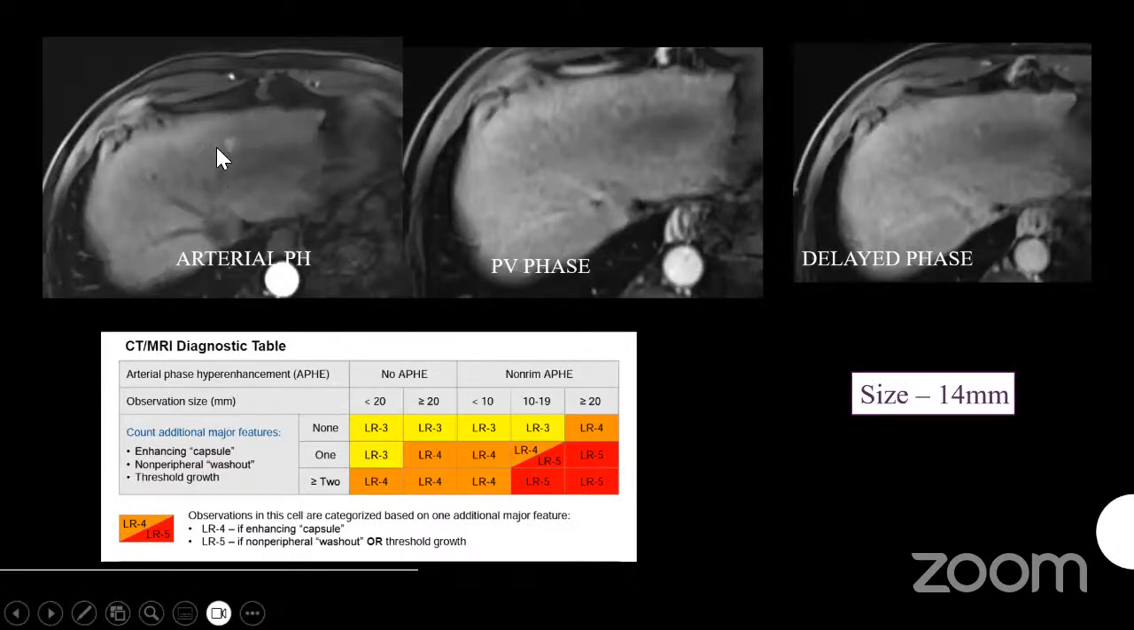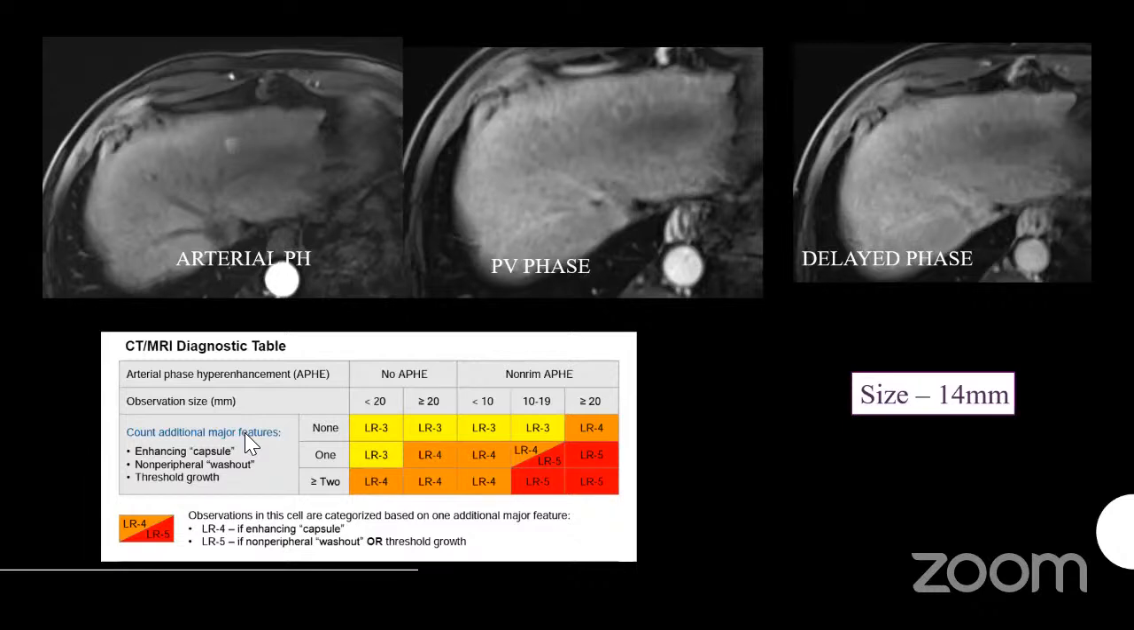we see that our lesion is definitely arterial phase enhancing. So we go to this side of the table. Then it is the size criteria. Size is 14 millimeters, which makes it come into this category of LR3, LR4/5 and LR5. Now, how do we decide between these three? There are major features which we have to look for. Is there an enhancing capsule? Is there a non-peripheral washout? Or third, is there threshold growth?